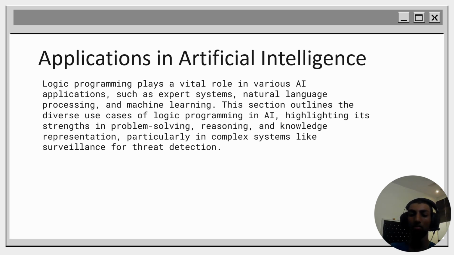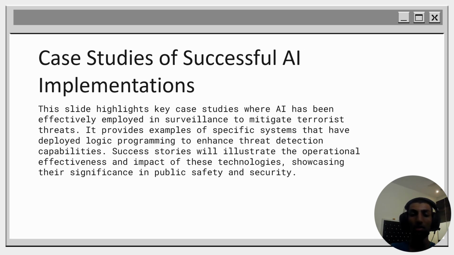Case study of successful AI. Let's look into a real-world example where AI and logical programming enhance surveillance. Smart CCTV systems detect unusual behavior automatically. Airport security: AI predicts threats using logical rules on passengers' behavior. City surveillance: predictive policing models use rules to identify potential hotspots.